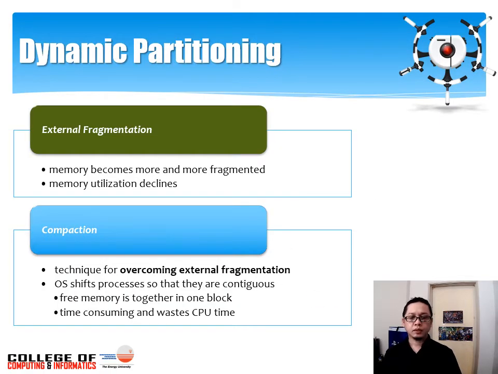So from dynamic partitioning, we have the problem of external fragmentation, because we have small fragments of memory left by the previous process, and memory utilization becomes less and less because you cannot have an ideal memory block that can be used by the newer process.